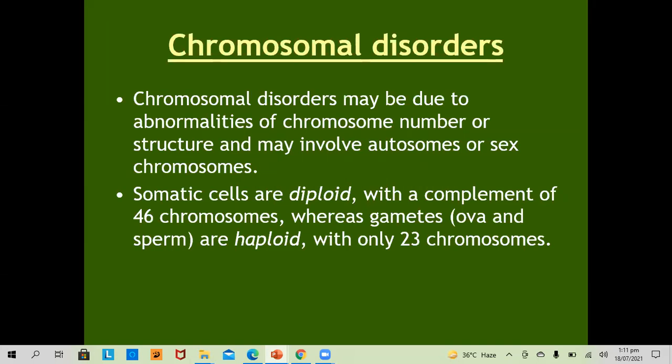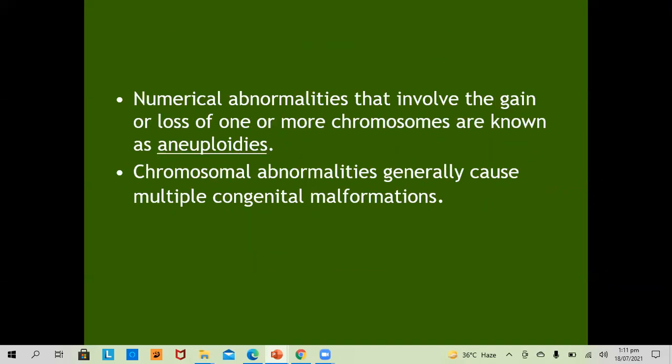Chromosomal disorders may be due to abnormalities of chromosome number or structure and may involve autosomes or sex chromosomes. You all know that the somatic cells are diploid with a complement of 46 chromosomes, whereas the gametes, that is ova and sperms, are haploid with only 23 chromosomes. Numerical abnormalities that involve the gain or loss of one or more chromosomes are called aneuploidies.